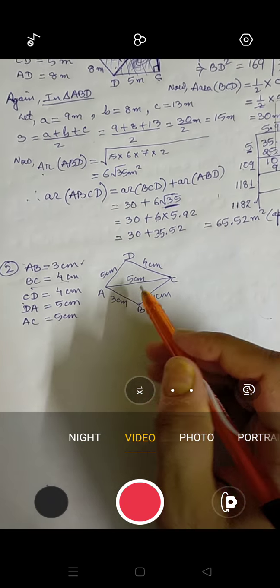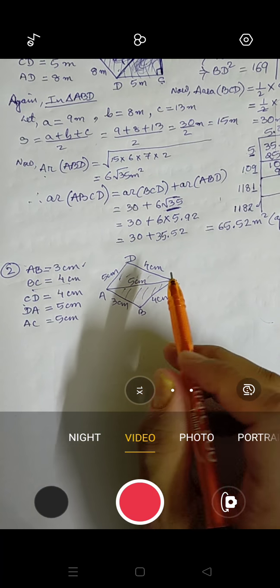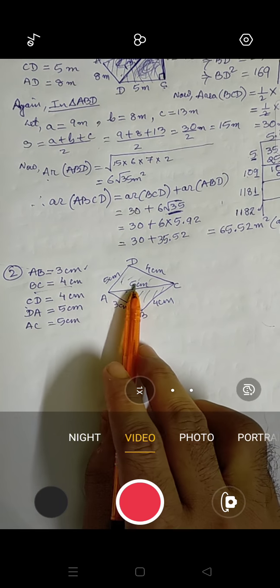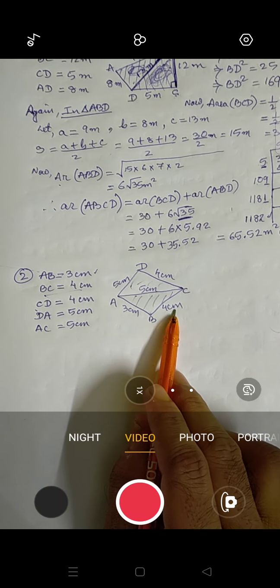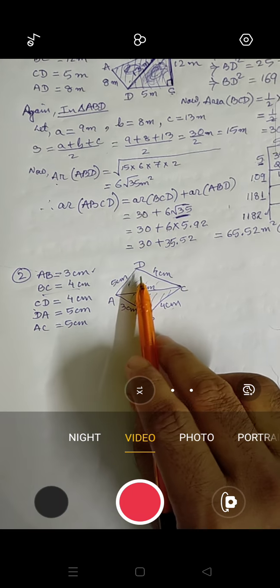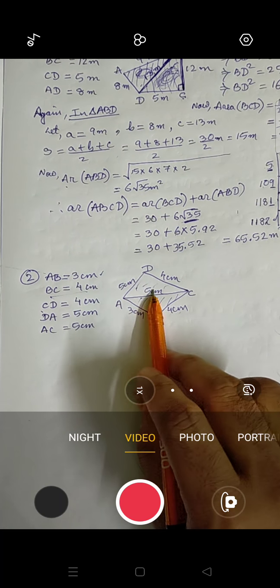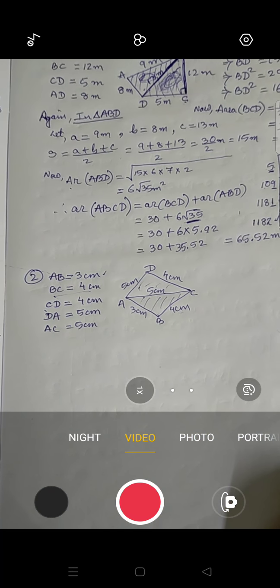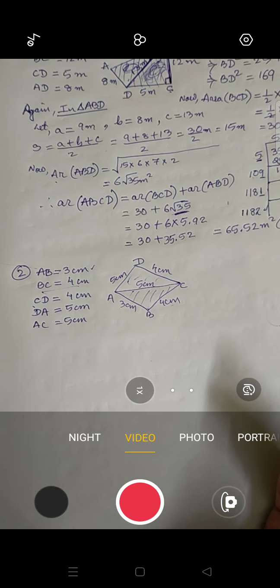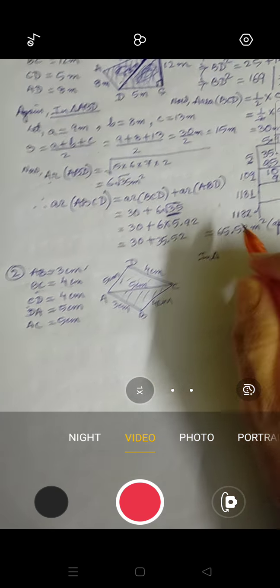Now you can see that this is one triangle and this is another triangle. In this triangle, 3 sides are given, so you can use Heron's formula and find your answer. Same way in this triangle, you again have 3 sides. You can use Heron's formula again and find your answer. So we will be writing in triangle, I will be taking this first.